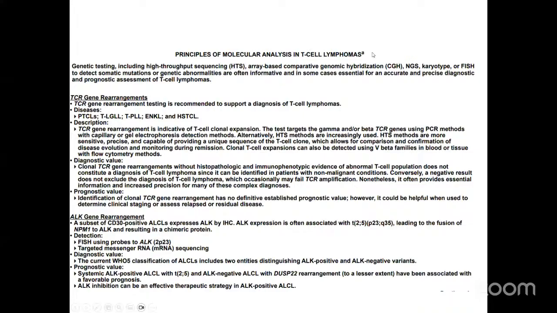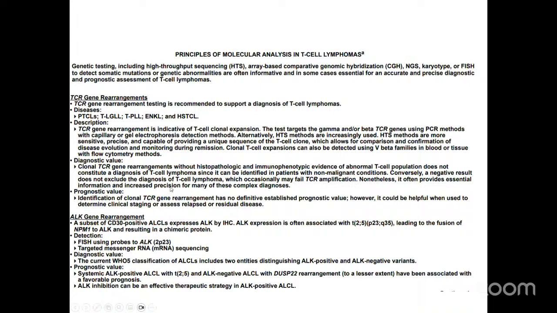Then in T-cell lymphomas as well, you could do T-cell gene rearrangement, of course, to support the diagnosis of T-cell lymphomas, because T-cell lymphomas in general are harder to diagnose, and they are rarer to come to your bench. So, T-cell gene rearrangements can be done to support that diagnosis.